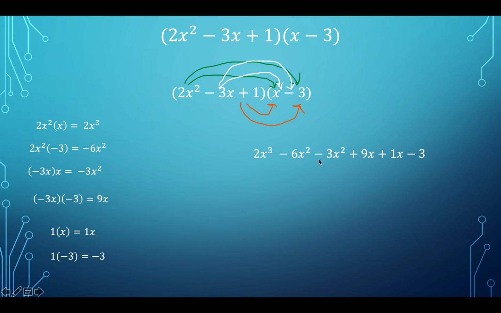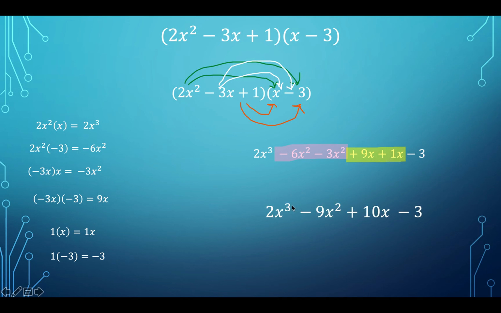Now we have to worry about combining our like terms. So we rewrote everything. So now we have 2x to the third minus 6x squared minus 3x squared plus 9x plus 1x minus 3. What are our like terms here? Well, we have negative 6x squared minus 3x squared. We can combine these two together. And then we also have plus 9x plus 1x. We're going to also combine those together.